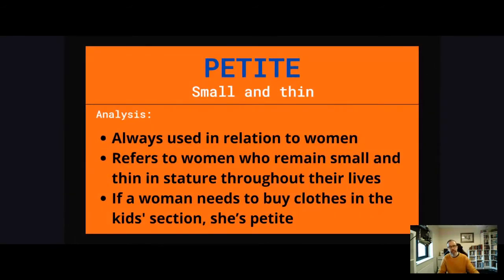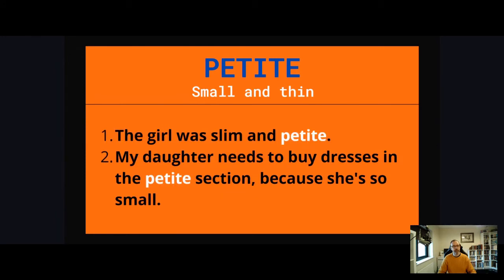Our next word then is petite. This is small and thin. It's always used in relation to women. You won't hear people talking about a man as being petite. It refers to women who remain small and thin in stature throughout their lives. If a woman needs to buy clothes in the kids section, she's petite, or there might be a section called the petite section. So example 1, the girl was slim and petite.